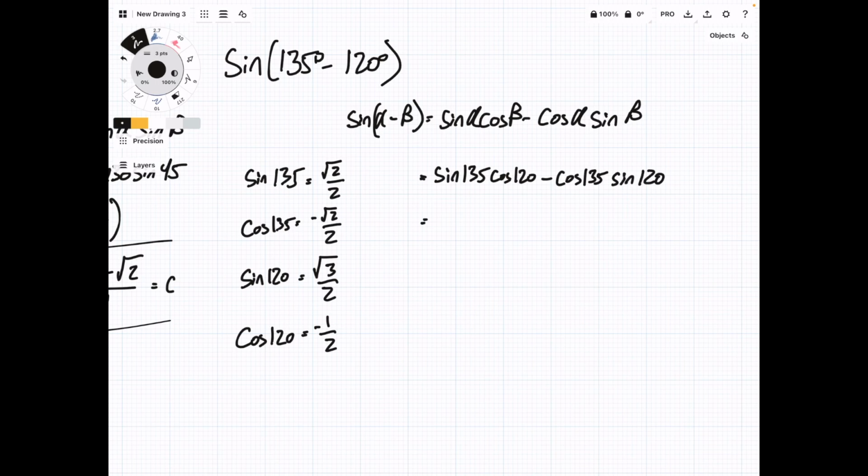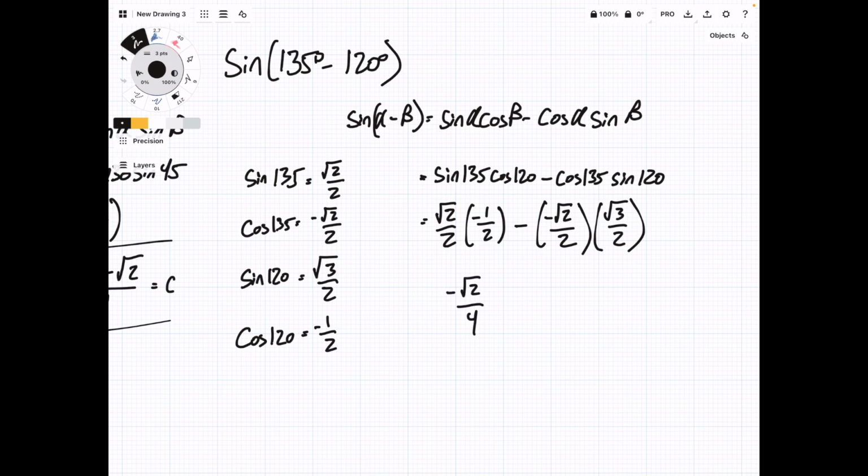This is going to be square root of 2 over 2 times negative 1/2 minus negative square root of 2 over 2 times square root of 3 over 2. So on this side we have negative square root of 2 over 4 plus, so these are going to become positives, square root of 6 over 4. So we're going to have square root of 6 minus the square root of 2 over 4 equals the sine of 15 degrees. So you've been played, you just solved the same problem 3 times.